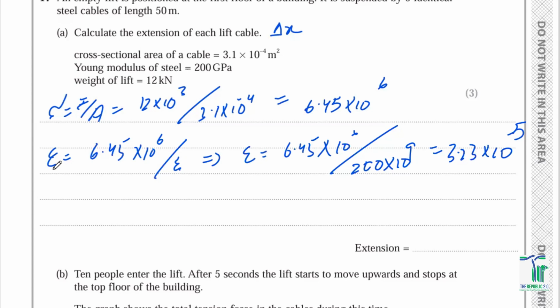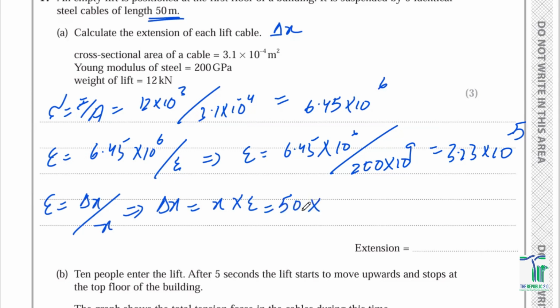At the end of the day, I'm just going to talk about the strains. Strain is delta x upon x, the original length. So the extension comes out to be original length times the strain. Now, if you think about it, the original length of the cable was 50 meters. So 50 times the strain, and the strain is 3.23 times 10 raised to the power of negative 5. And I would be having 1.61 times 10 raised to the power of negative 5 meters. So that is the extension we're looking for.